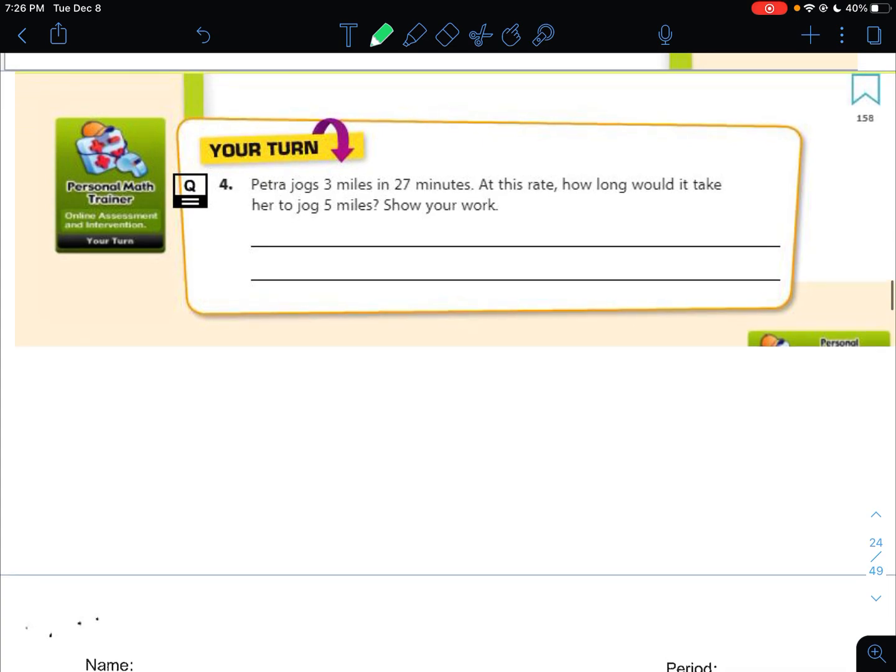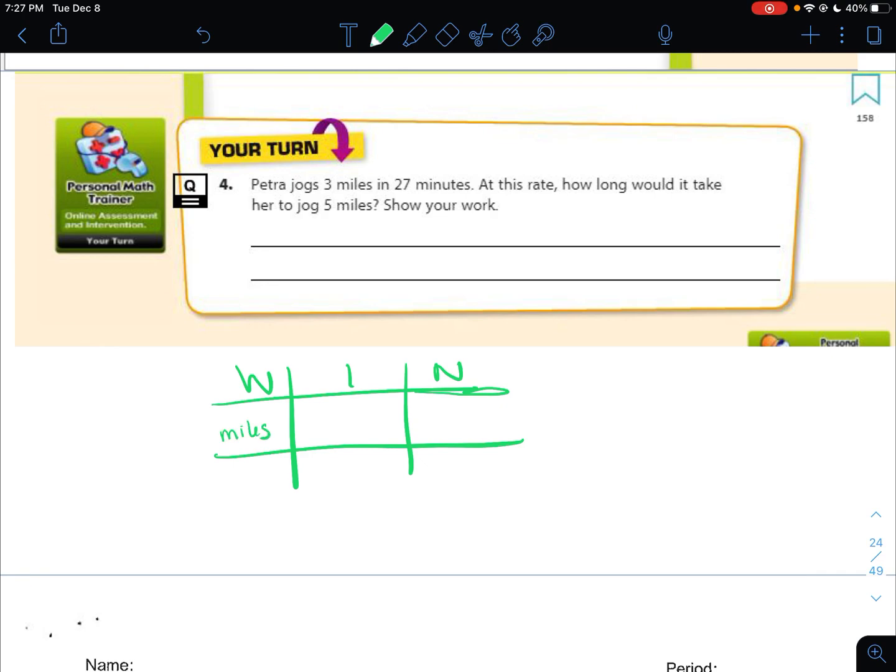And this problem, we're going to do the your turn on page 158. This is going to be one where I show you where the unit rate comes in handy, okay? So we're going to do a hashtag. Put our WIN in, and then let's fill it out. So Petra jogs 3 miles in 27 minutes. At this rate, how long would it take her to jog 5 miles? And they want you to show your work, which we're going to do with the hashtag. So we are talking about miles and minutes.